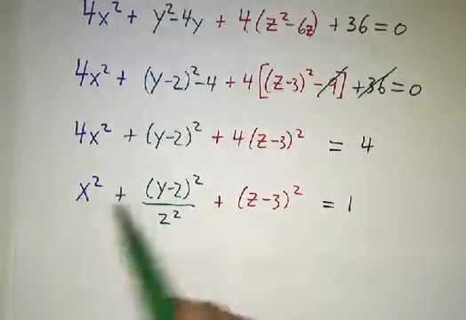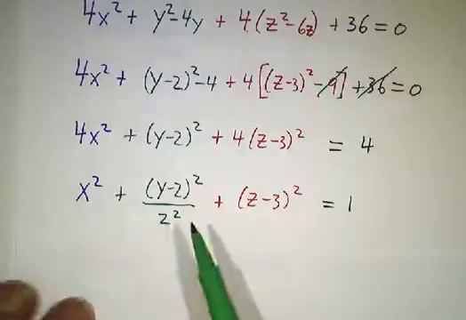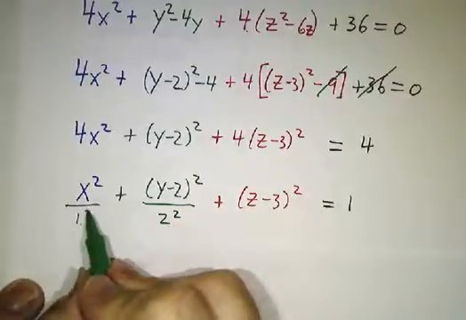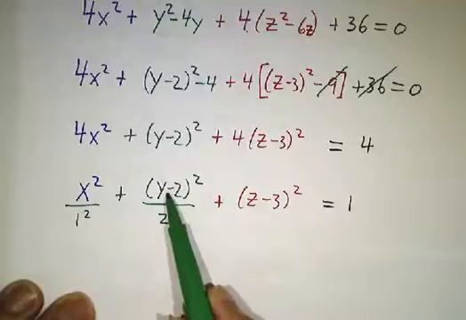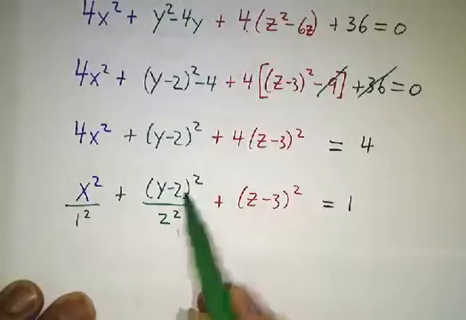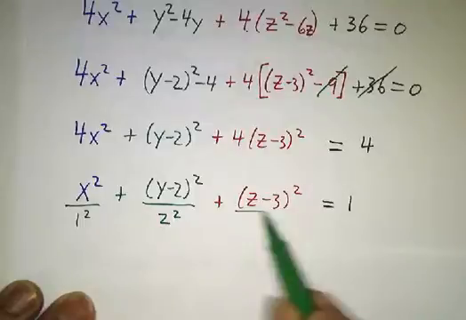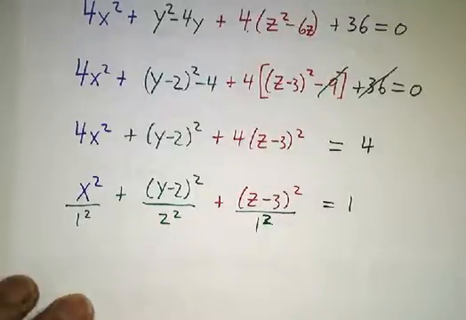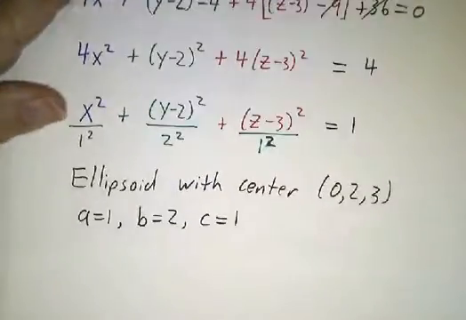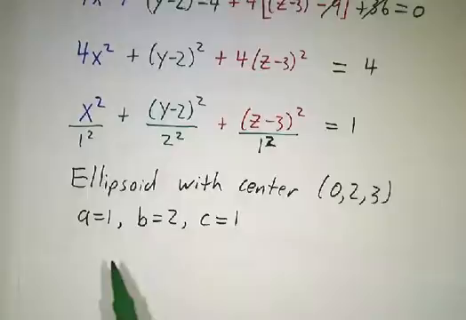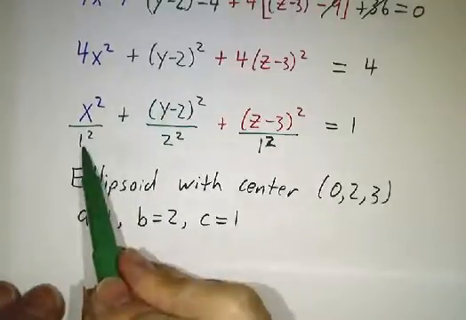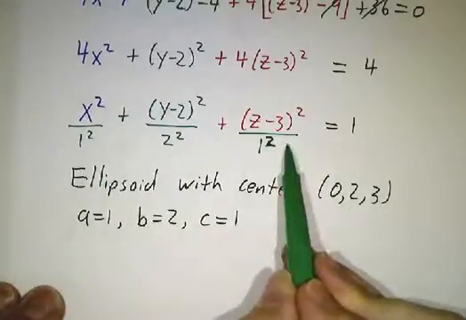We've got x squared over a squared. So this is x squared divided by 1 squared, plus y squared over b squared. Well, it's not exactly y squared. It's y minus 2 squared over b squared plus z minus 3 squared over c squared equals 1. And this is an ellipsoid. Its center is at 0, 2, 3. And its parameters are a equals 1, b equals 2, and c equals 1.